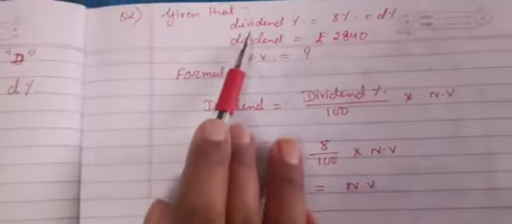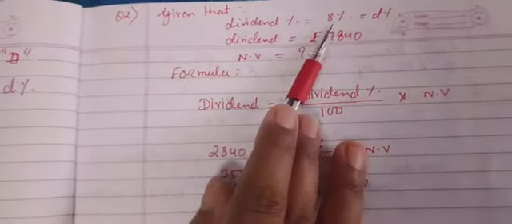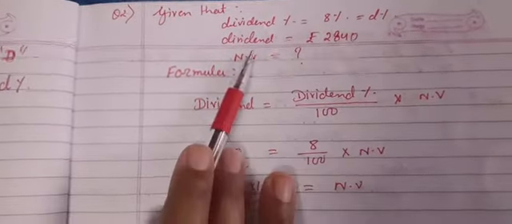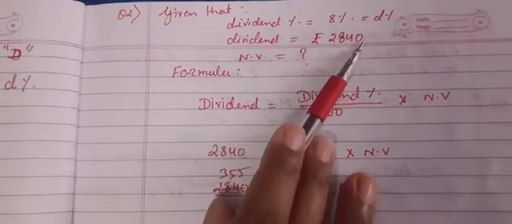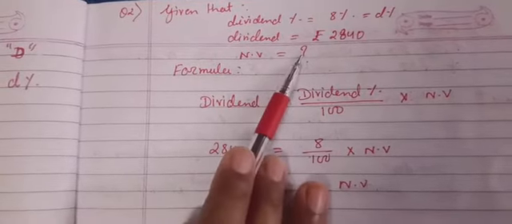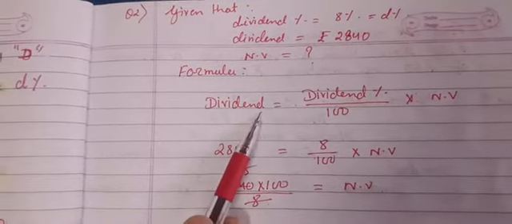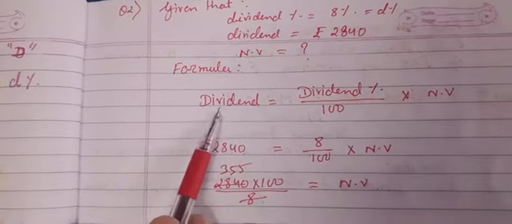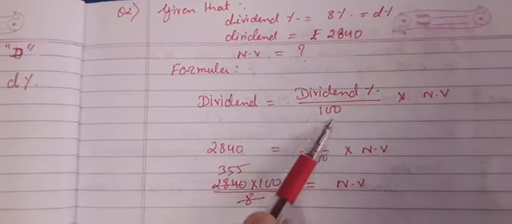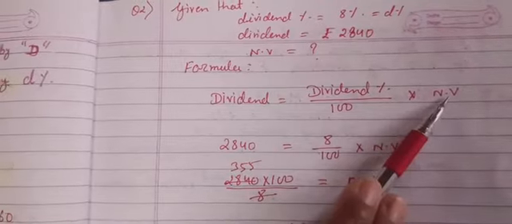First of all, we have written dividend percent is 8%, that is denoted by D percent. Dividend is equal to rupees 2,840. So NV is equal to what? Again the same formula we will use here. What we have written? Dividend is equal to dividend percent upon 100 into NV or FV.